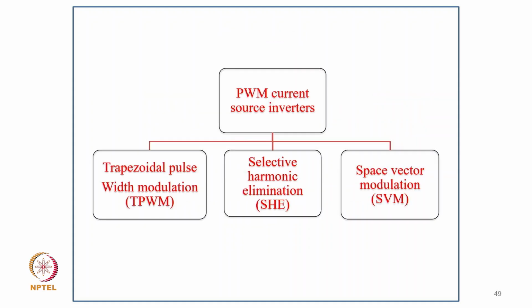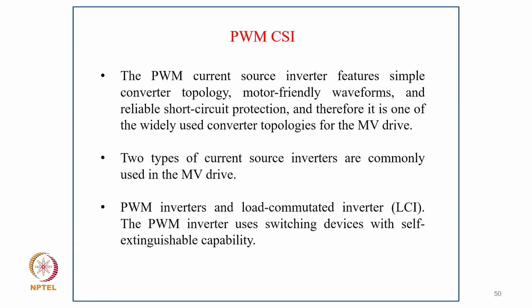So coming now to pulse width modulated current source inverters, it can be like a trapezoidal pulse width modulation, as in the case of the voltage source inverter. We use all the concepts here also in the current source inverter, like trapezoidal pulse width modulation, selective harmonic elimination, and space vector modulation, normally used for three-phase. So the PWM current source inverter features simple converter topology, motor friendly waveform, and reliable short circuit protection, and therefore it is one of the widely used converter topologies for medium voltage drives.